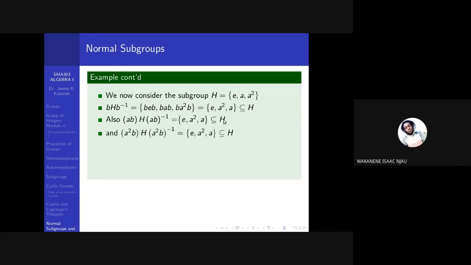The same is true for A squared B. You end up with a set that is contained in H. And also the same is true for A. You have AH. This is obvious because A and A squared are already in H.